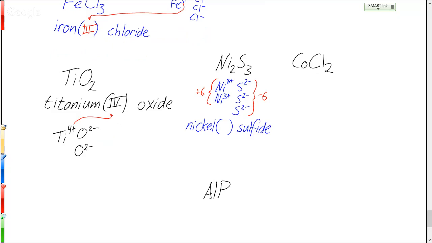All right, so then we can finally finish our name where we put a Roman numeral 3 in the parentheses and say that this is nickel(III) sulfide. That's how you say it? Nickel 3 sulfide? Nickel 3 sulfide, yep.